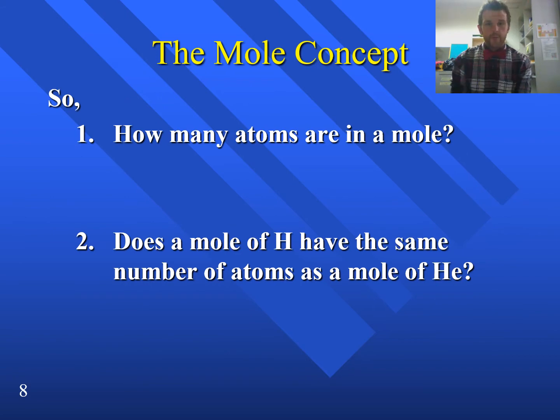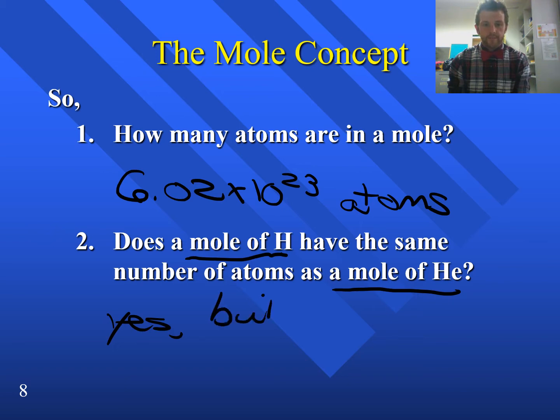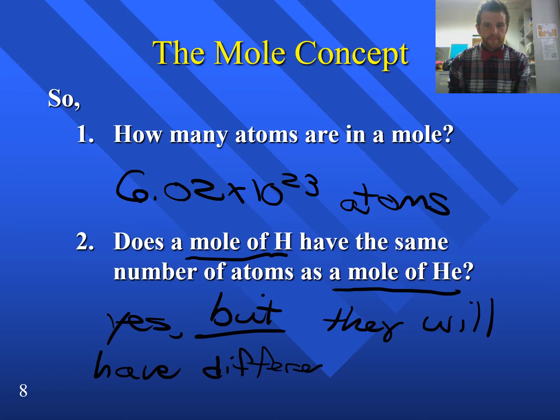So, real quick review, how many atoms are there in a mole? 6.02 times 10 to the 23 atoms. It doesn't matter what the element is. And then if we have a mole of hydrogen, is it going to have the same number as a mole of helium? Yes. But they will have different weights. They'll have different masses. And that's just because helium weighs more. It has a higher mass.